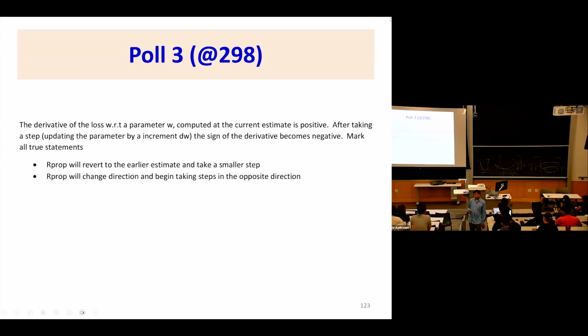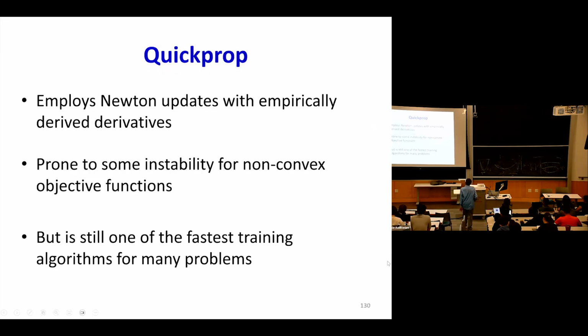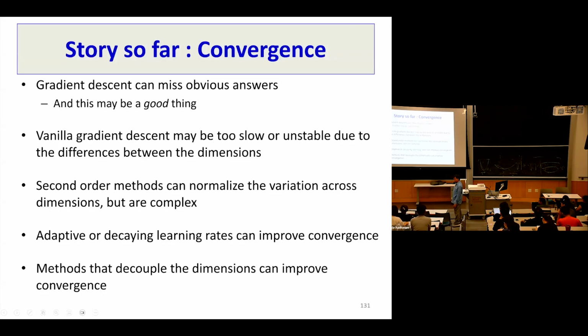So this was one way of dealing with things, right? Trying to make the steps on the individual directions independent of one another. There's a second technique called quickprop, which looks a lot like Newton's updates, and this actually uses estimates for second derivatives, and when it works, it works really nicely. One of the fastest training algorithms for many machine learning problems. I'm not going to go over the slides. It's the algorithm, but it's on the slides.